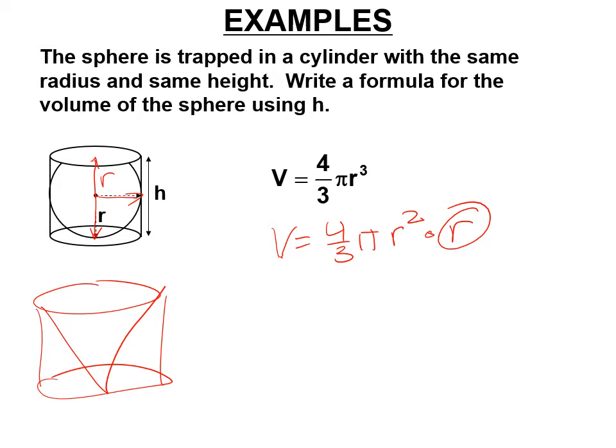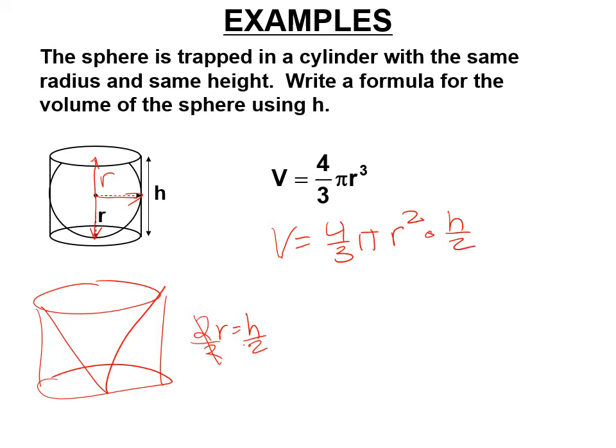sphere. Now, the height is 2r, but we can divide both sides by 2, and the radius is actually half of the diameter, right? The height is the diameter of the sphere, which is twice the radius, or the radius is half the height. So I'm going to replace this 1r with h over 2. Now let's simplify things and see what we get.